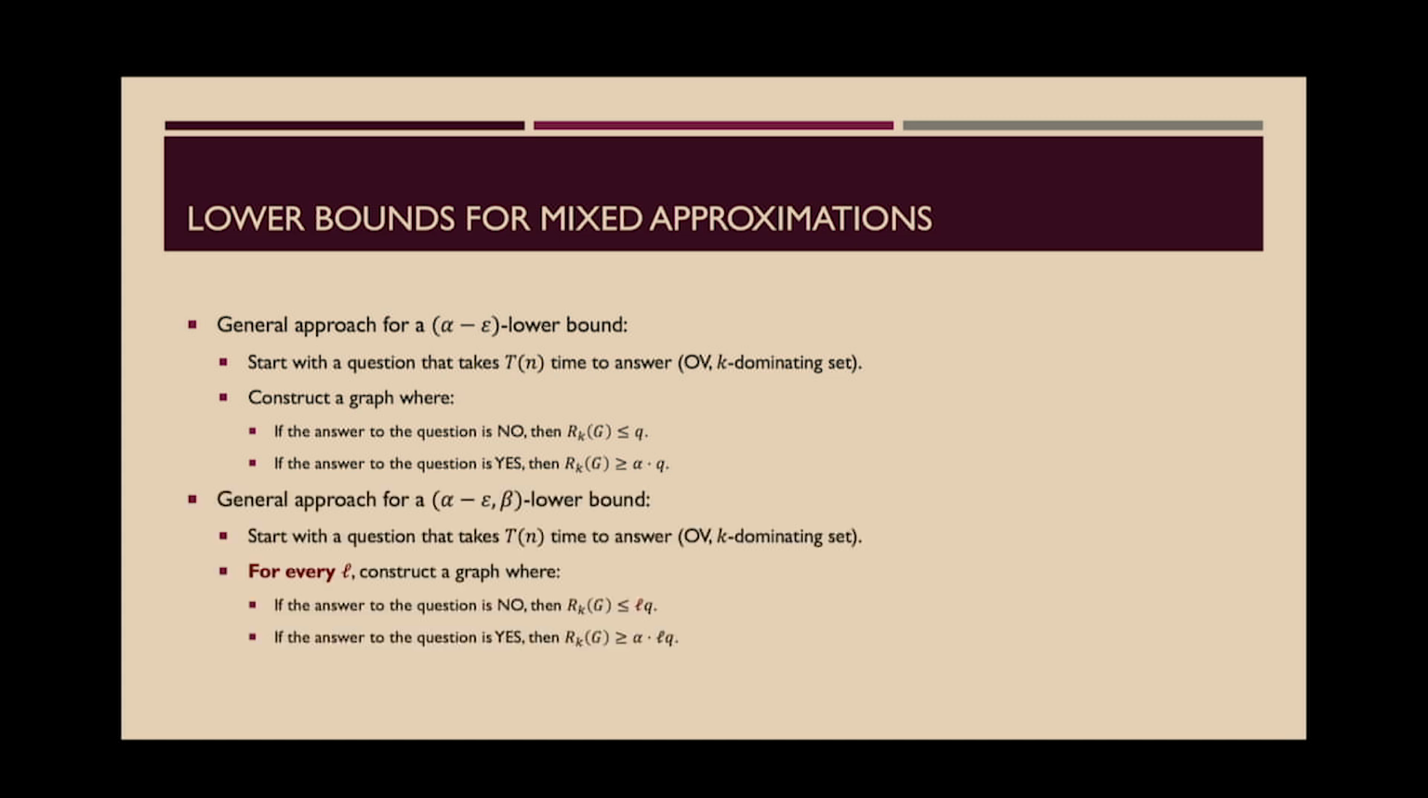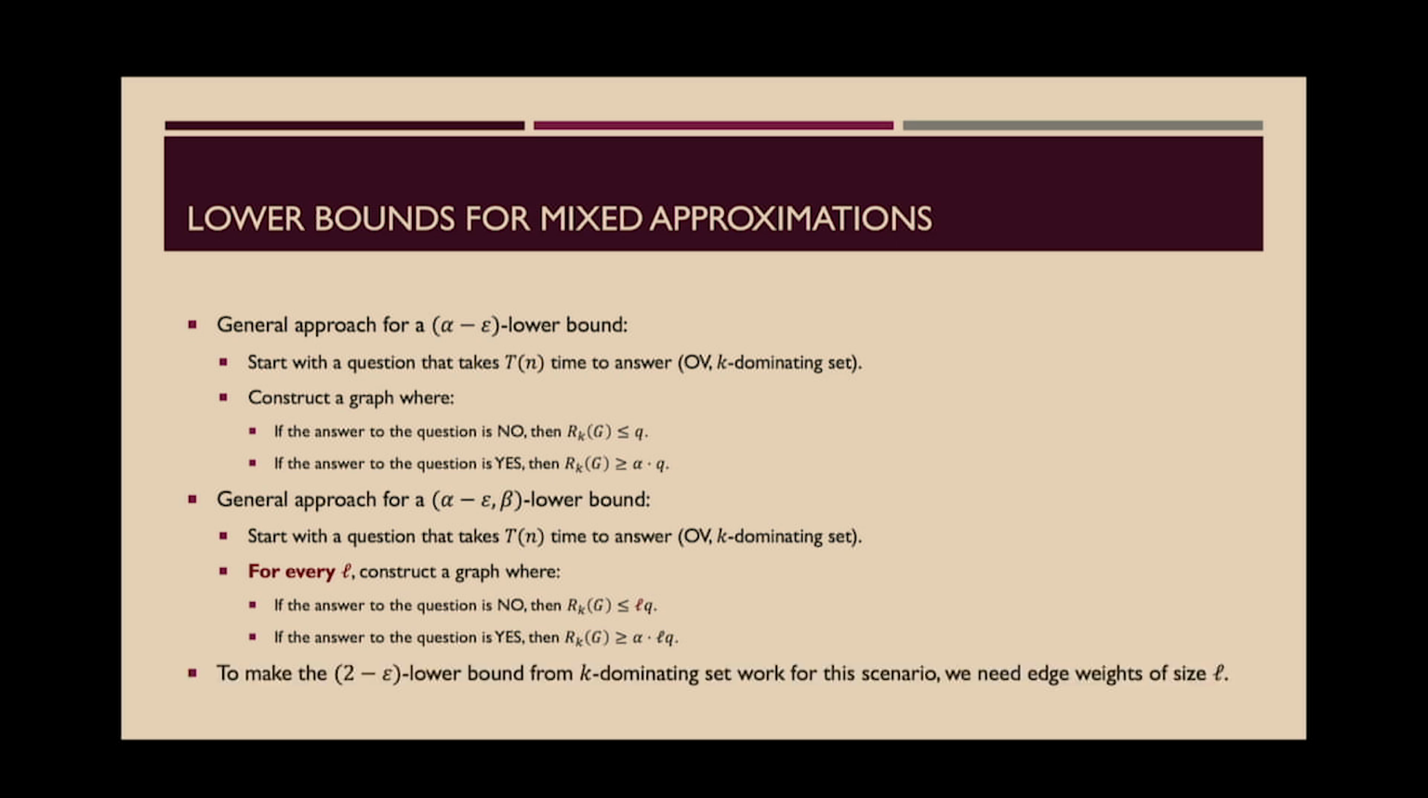We want to be able to scale this graph up to account for the additive error. So instead of having this dichotomy between less than q and more than alpha q, we want to be able to scale this for every integer L, say. So we want to construct a graph for every L where if the answer to the question is no, then this parameter we want to approximate, the radius, is less than Lq, and if it's yes, then the radius is more than alpha Lq. And therefore, for every additive error, we can just take a big enough L so that this approximation will tell these two cases apart.